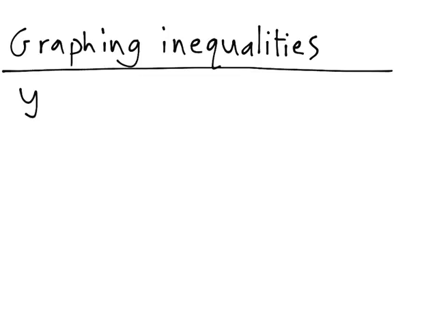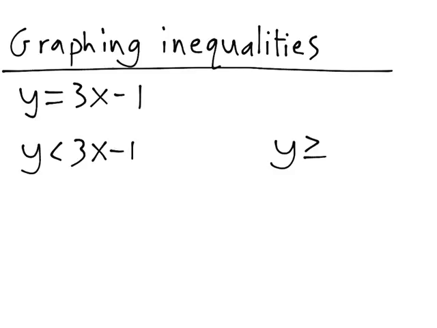Say that we start with a linear equation, y is equal to 3x minus 1. Instead of an equal sign here, we could put a less than sign, a greater than sign, a less than or equal to sign, or a greater than or equal to sign. Let's try two different ones. Say y is less than 3x minus 1, and y is greater than or equal to 3x minus 1, to see how to do this.